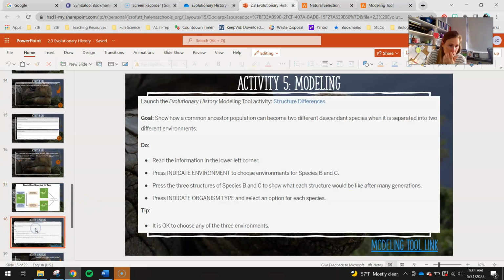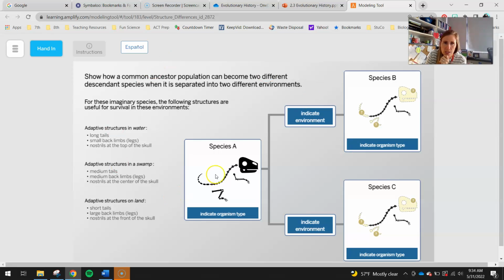Okay, all right, moving on to your last activity, which is modeling. You will need the modeling tool open for this, so go ahead, right-click your link and open up the modeling tool, which looks something like this. You're going to start with your common ancestor and put that common ancestor into 2 different environments, which you get to choose. Then you will dictate what you think their shared structures will look like, and how they might be the same or different.